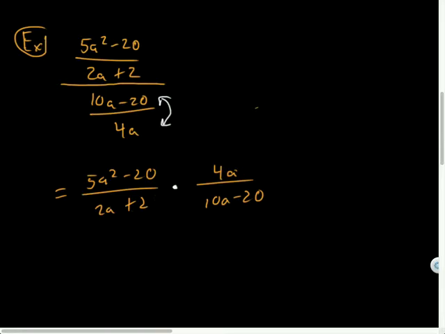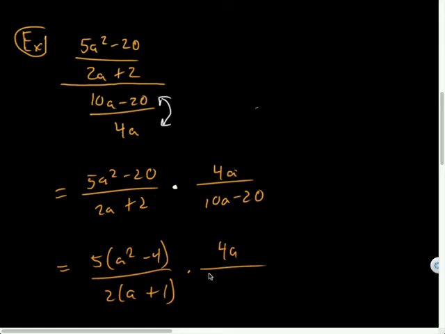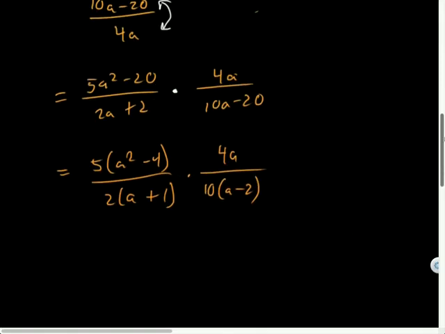Good save. So now I can just go through and deal with it like a normal problem and just start factoring. So up top, I could factor out a 5, GCF that, a squared minus 4. Factor a 2 out of the denominator, a plus 1. Multiply by 4a, I can't do anything with that. And factor a 10 out of that one, 10 times a minus 2. Anything else I can do here?